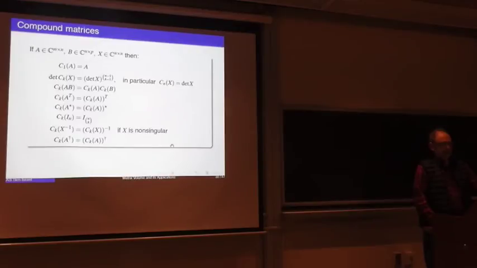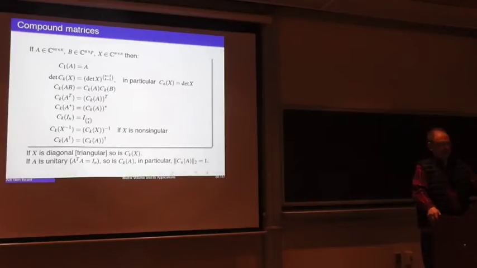Okay, there are some nice properties of the compound. So the compound of a product is the product of the compounds, transpose, conjugate transpose, inverse, Moore-Penrose inverse. And the second line is due to Sylvester, so this has a name. All the others, I think, are accepted.